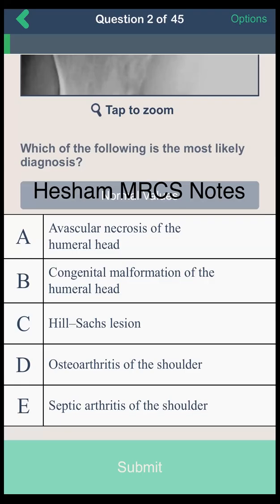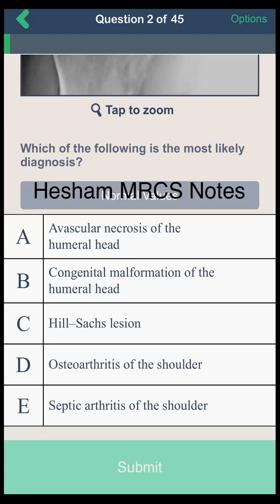And these are the choices: avascular necrosis of the humeral head, congenital malformation of the humeral head, Hill-Sachs deformity, osteoarthritis of the shoulder, septic arthritis. So this is a Hill-Sachs deformity. As I told you, this is a posterolateral compression of the humeral head due to anterior dislocation. Due to recurrent attacks of dislocation, there is some sort of decreased vascularity and posterolateral compression. Okay, sir. Okay, another one. This one. Okay, Hill-Sachs. Another one.